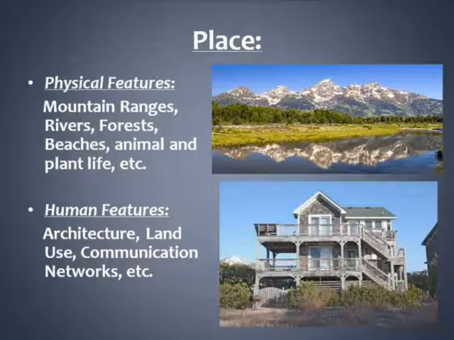The next theme of geography we're going to look at is place. And place can be made up of physical features such as mountain ranges, rivers, forests, beaches, animal and plant life, and human features, which is the architecture, land use, and communication networks that people have with the land.